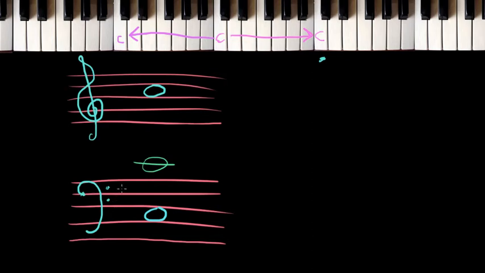Okay, so now we understand that when we have this middle line, we play this key, and it's the third space up, it's the C above that, and it's the third space down, it's the C below that.